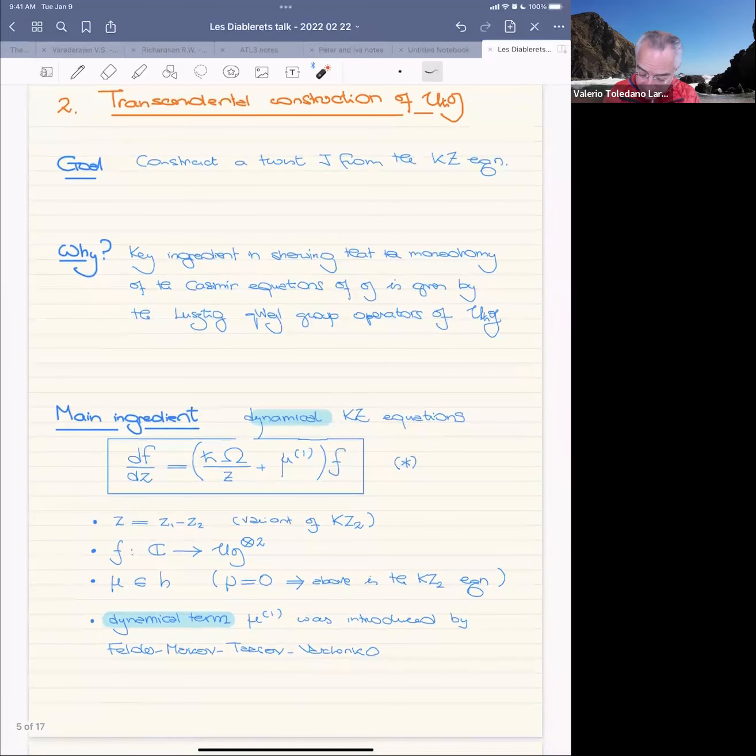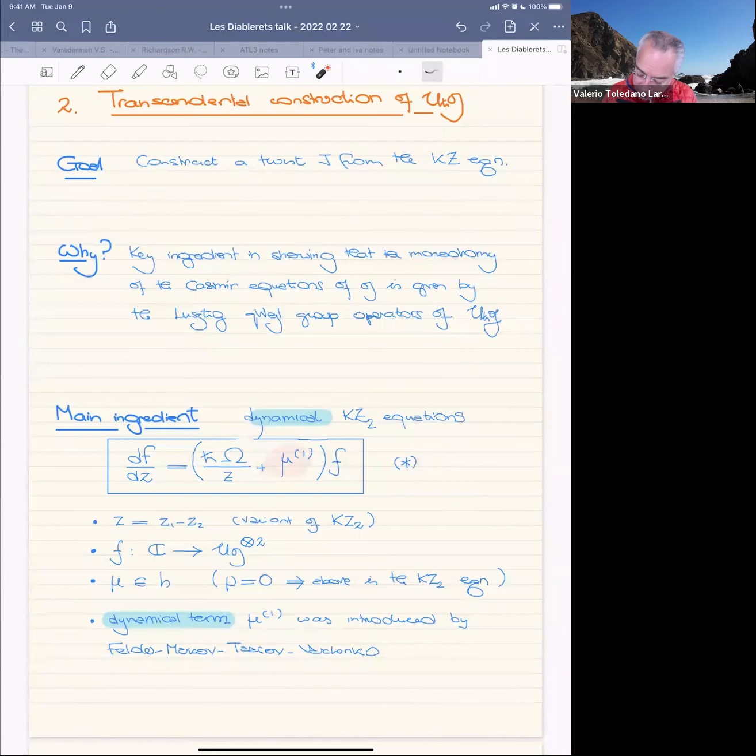Okay, so the main ingredient, as already advertised, are the KZ equations, but the KZ equations with a little twist. This is a twist that was introduced originally by Giovanni Felder, Markov, Tarasov, and Varchenko. Here I'm giving you just the KZ equations in 2 points, but there are such equations for an arbitrary number of points. In 2 points, the regular KZ equations would be just this. So forget this term, right?